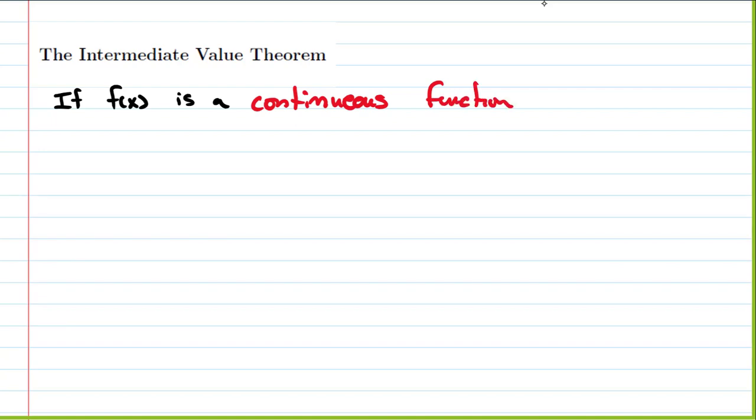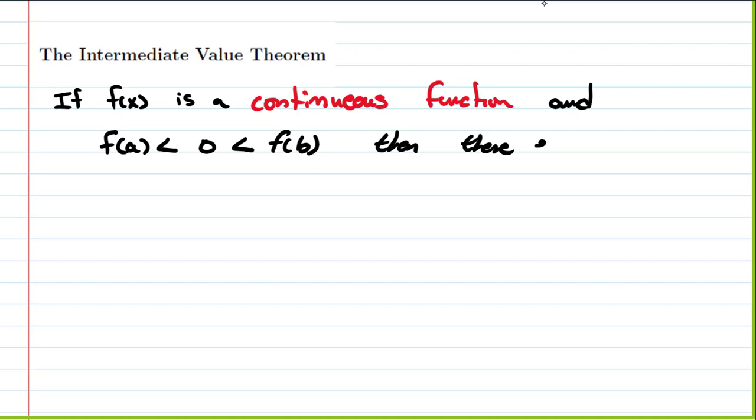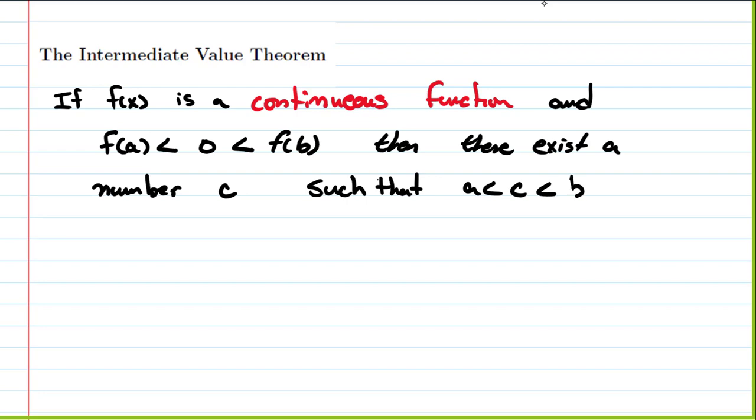The intermediate value theorem states if f of x is a continuous function and f of a is less than 0, which is less than f of b, then there exists a number c such that, in between a and b, such that a is less than c is less than b, and f of c is equal to 0.